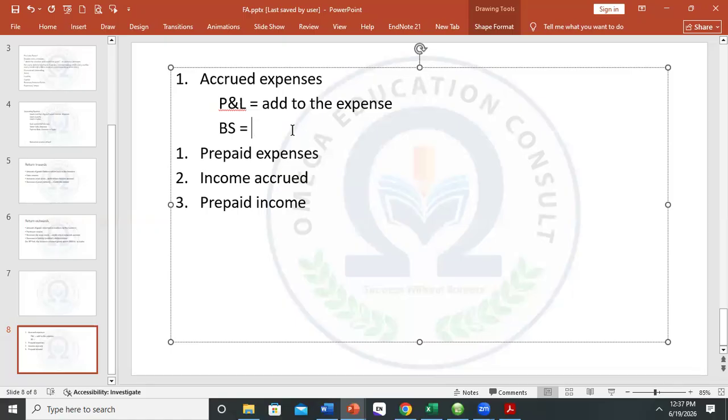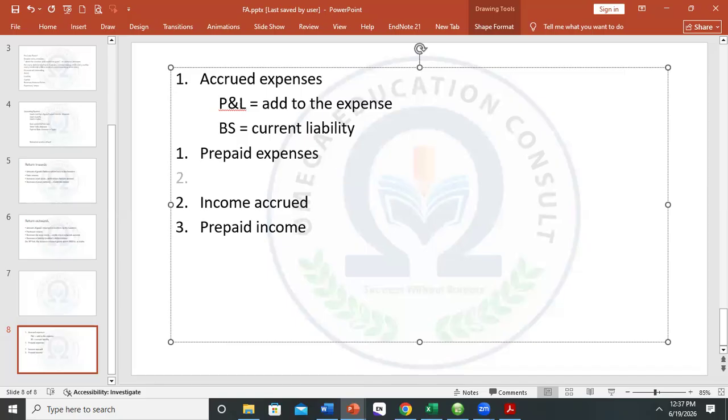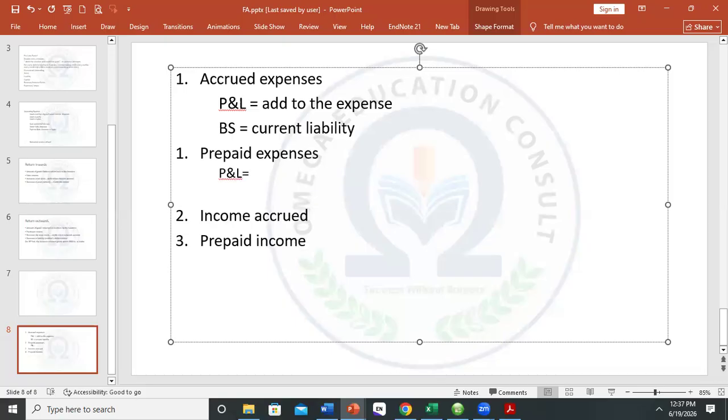Okay, current asset. Current liability. So this is how I want you to remember it: accrued expenses, you add them to the expenses in the profit and loss account. And then in the balance sheet, you show it as a current liability. Now let's go to the second one, which is the prepaid expense. So that one too, in the profit and loss account, in the P&L, you show it as what? And then in the balance sheet, what do you do?